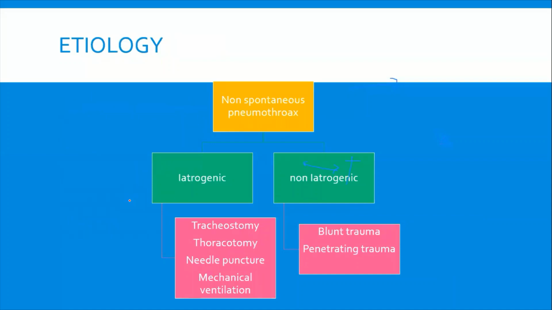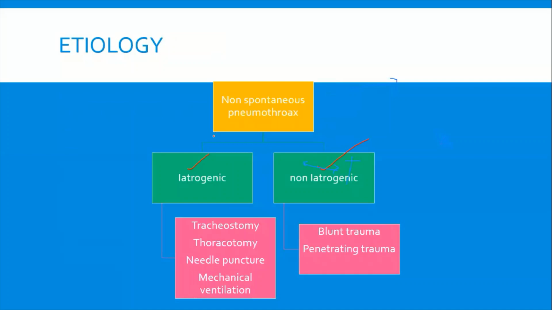What are the etiologies? You can divide it into non-spontaneous and spontaneous pneumothorax. A non-spontaneous pneumothorax can be iatrogenic or non-iatrogenic. Non-iatrogenic is a blunt trauma or a penetrating trauma. So this is not going to happen in a hospital setting.